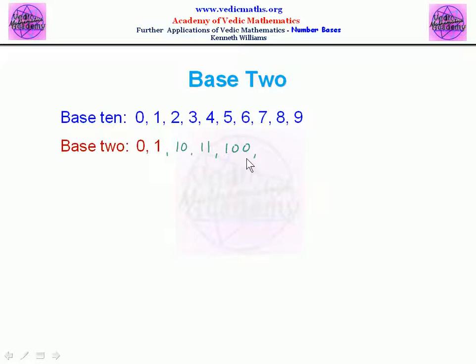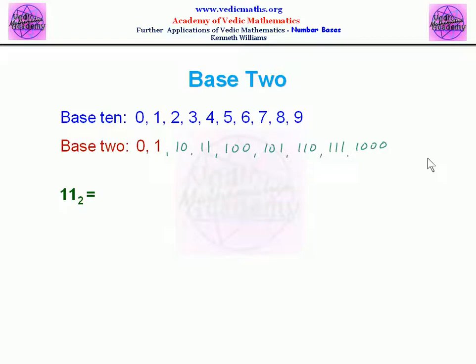We have to move into the next column, and 100 is the number 4. And if you think about it, the columns will be worth 1s, 2s, 4s, so that one is a 4. So this is actually equivalent to 4. And then you'll have 101, 110, 111, and then it'll be 1,000. That'll be 8. 1, 2, 4, 8. That one's worth an 8. This is the number 7, and so on.